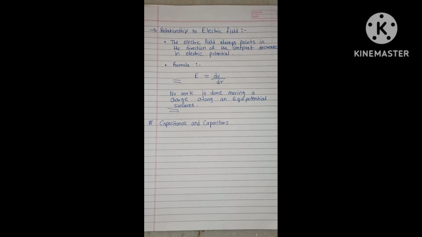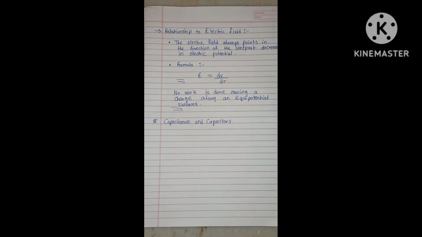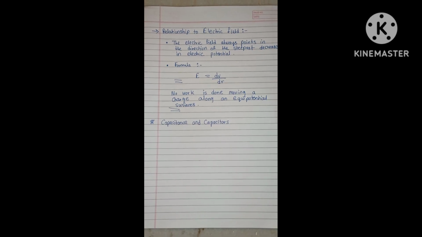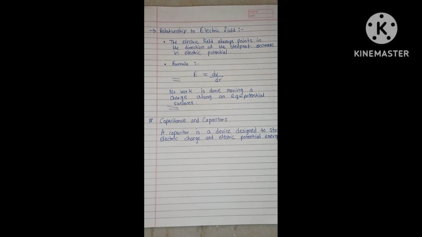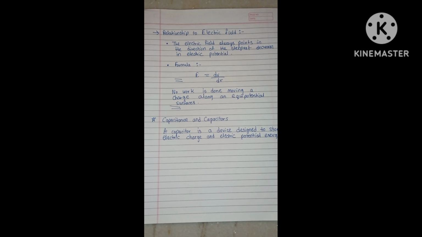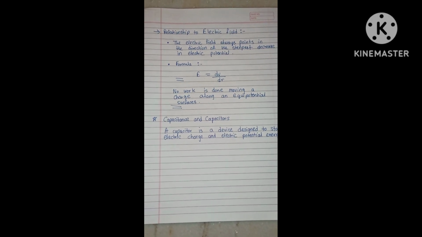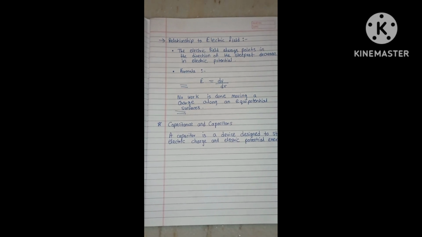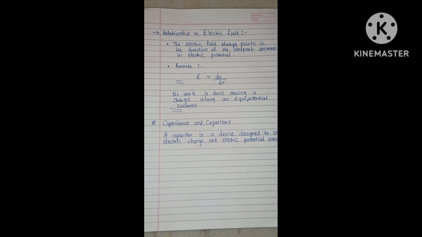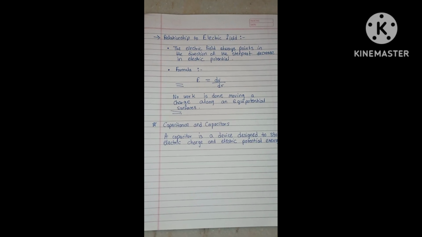So our next topic is capacitance and capacitors. A capacitor is a device designed to store electric charge and electric potential energy. It typically consists of two conducting plates separated by an insulator, and the insulator is a dielectric. You have to remember this. When it is connected to a battery, a source of voltage delta V, charge is separated, creating an electric field between the plates.